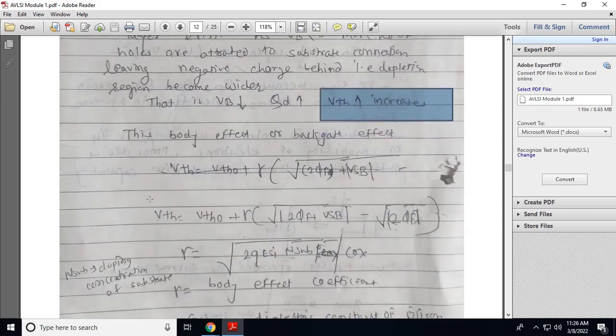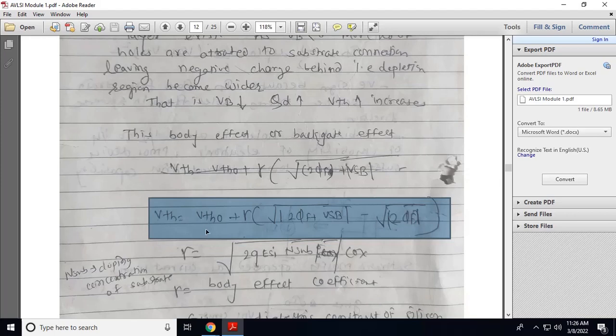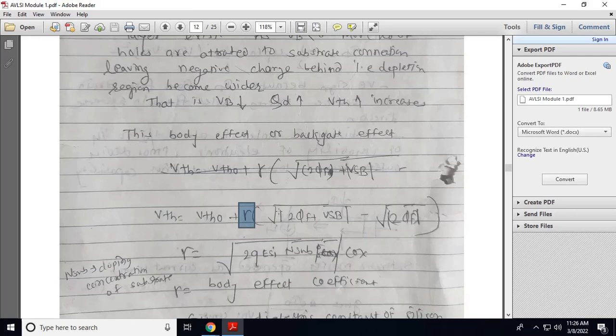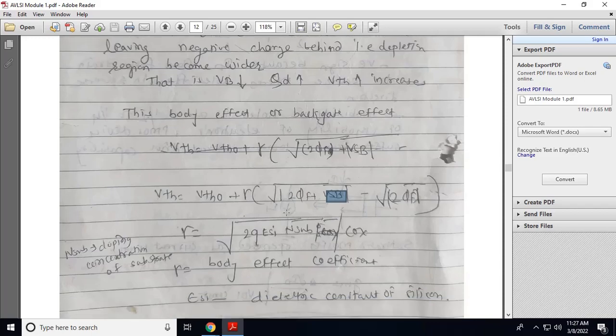So VTH is equal to VTH0 plus gamma, that is the body effect coefficient, times the square root of 2 phi f plus source to body voltage, minus the square root of 2 phi f. So this is the body effect.